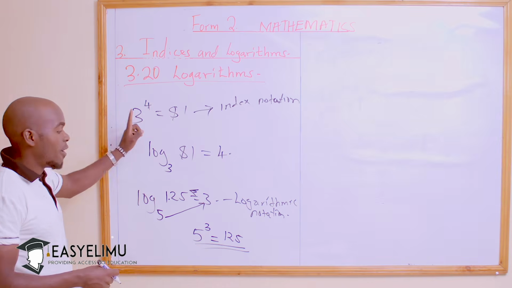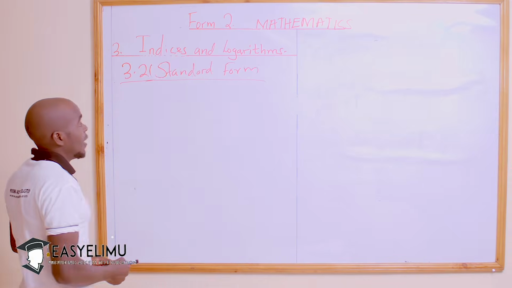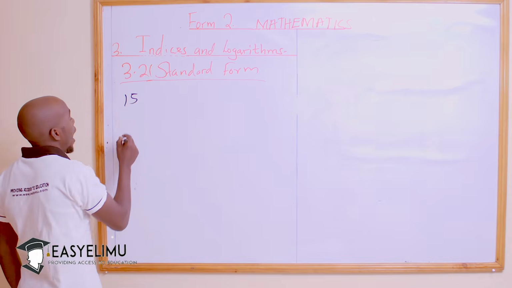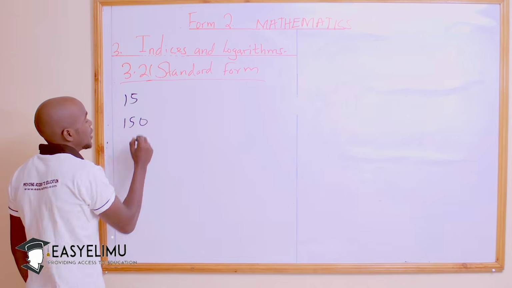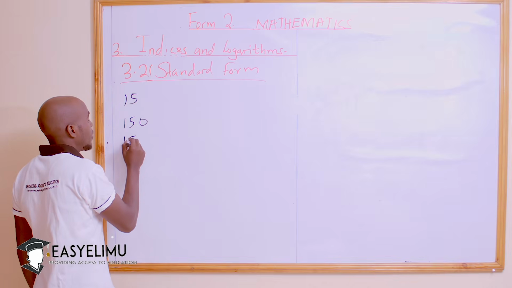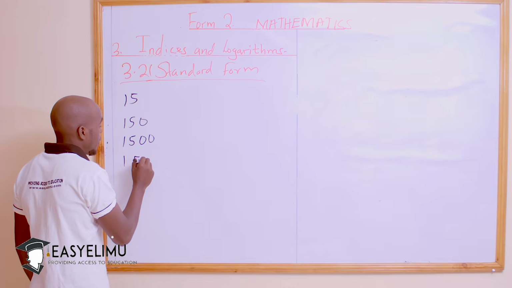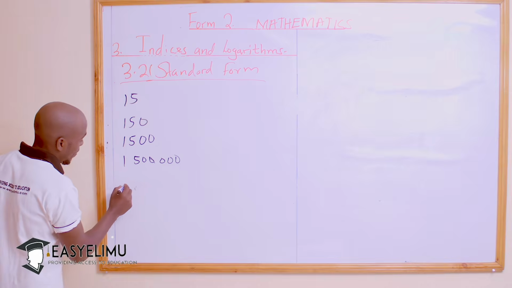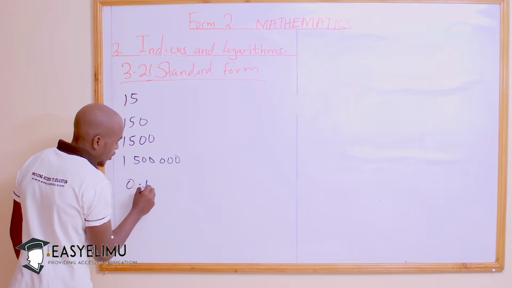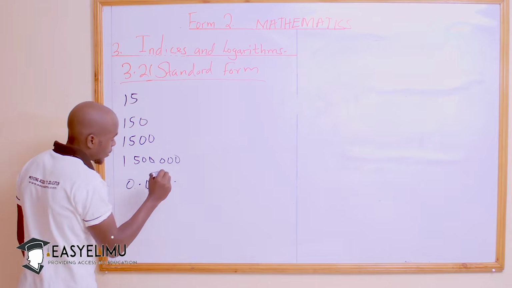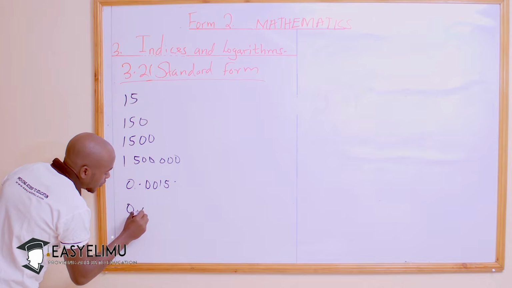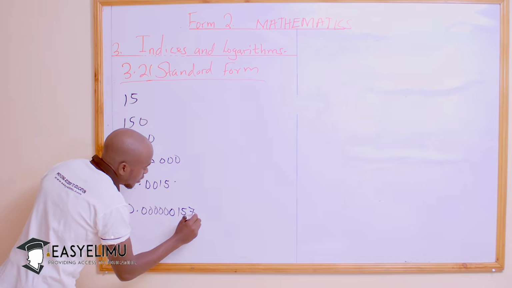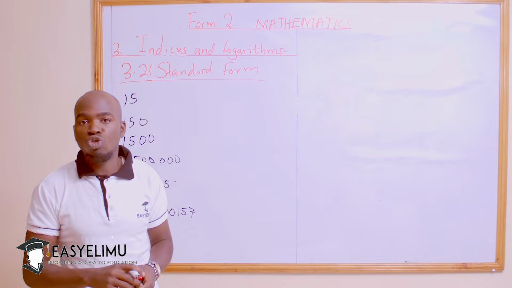Now let's consider the following numbers. For example, I have 15. I have a number like 150. I have another one like 1,500, 1,500,000, and so on. And also I have a number like 0.0015. I have 0.0000157, and I want to rewrite these numbers into standard form.